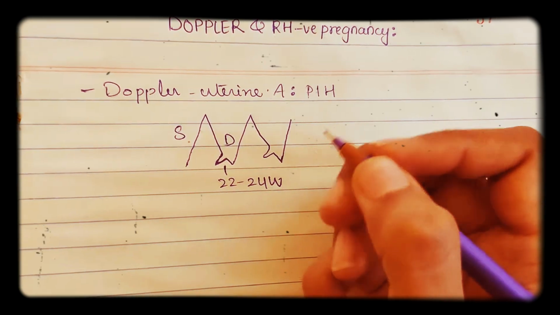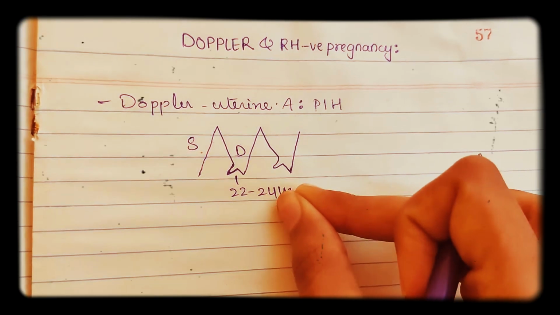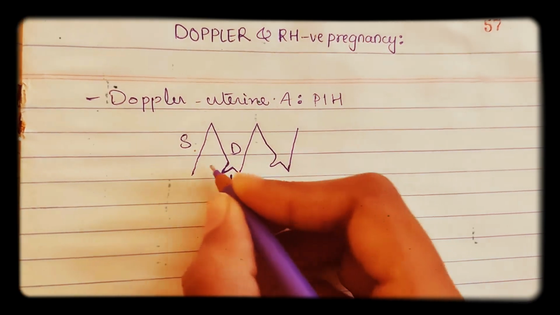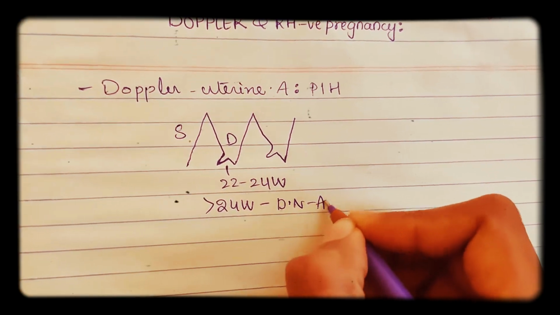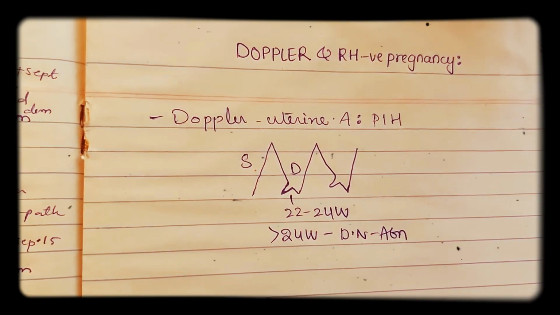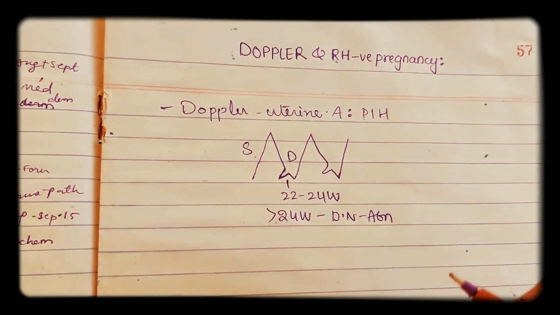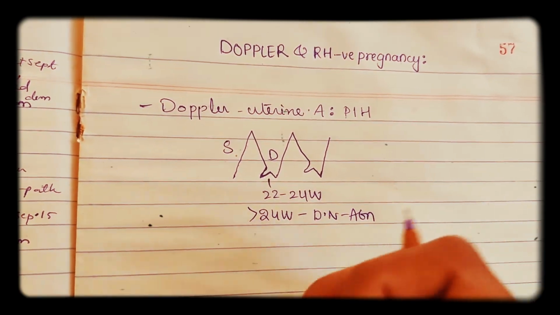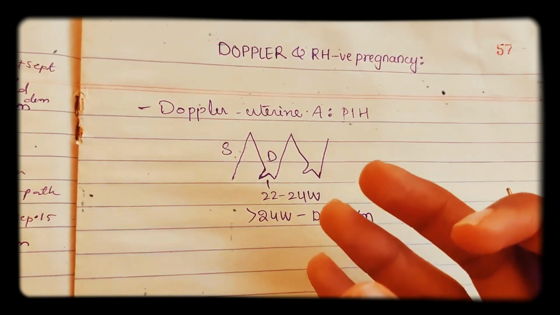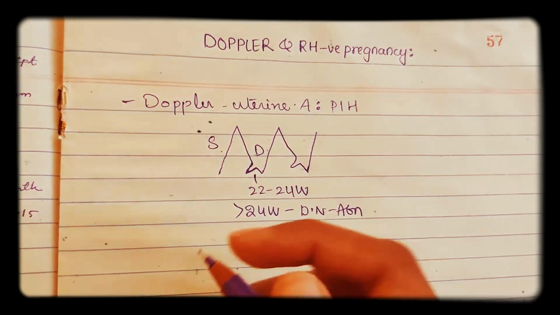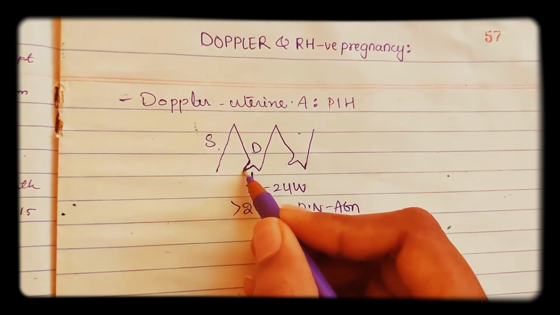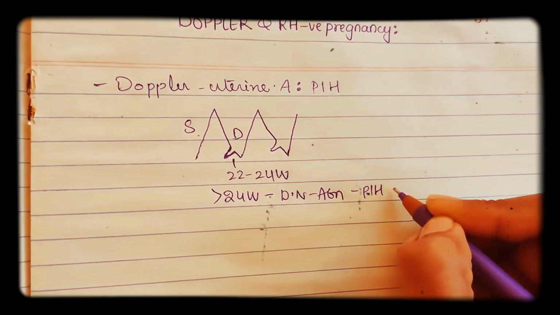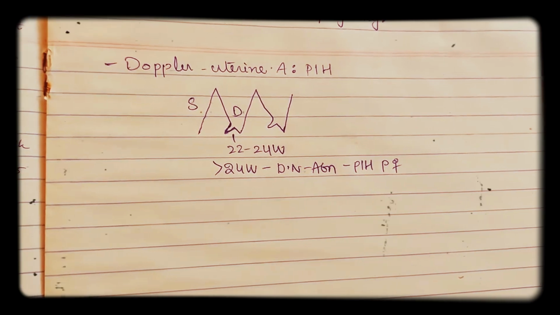So this is a diastolic notch which is common till 22 to 24 weeks of pregnancy, but after greater than 24 weeks of pregnancy this diastolic notch is abnormal. The diastolic notch which is persisting beyond 24 weeks is abnormal. So what is the significance of this? It indicates that in future the patient will have PIH. So if this diastolic notch is present beyond 24 weeks, then it is indicating PIH in this pregnant female. Okay, so this is important.